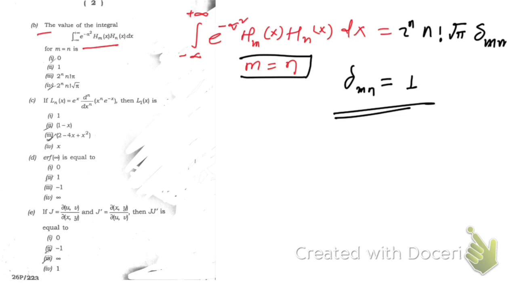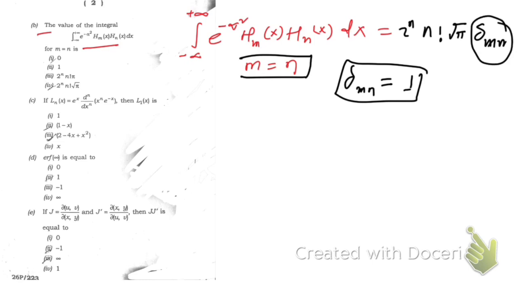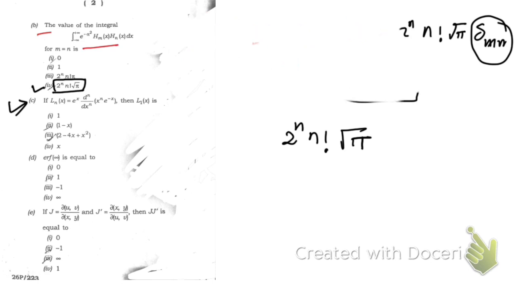Delta mn is equal to 1 for m equal to n, and in that case if you put 1 here, then your answer will be 2 to the power n, n factorial, root over pi. That means the correct option is option number 4. Hope you have understood this. Now let me take the next question. Let me clean these things so that I can show you the next one.